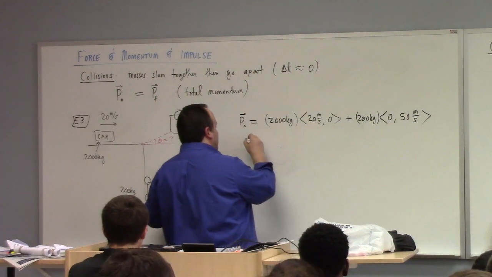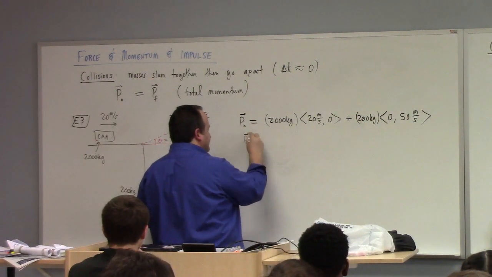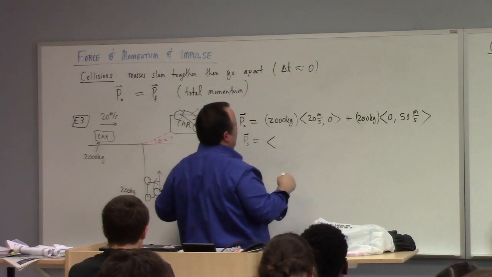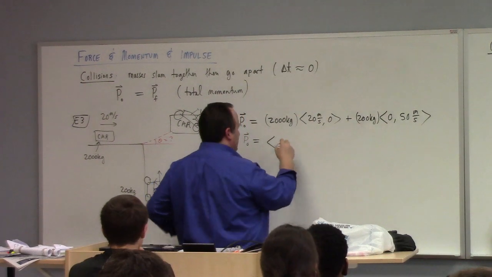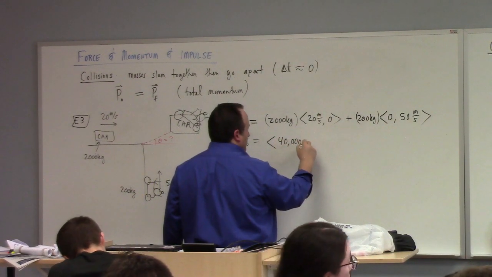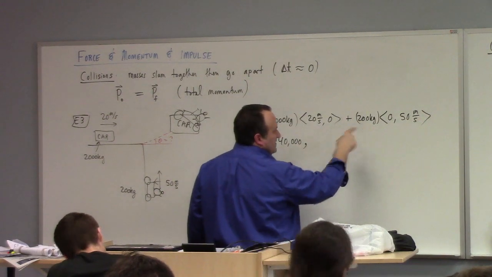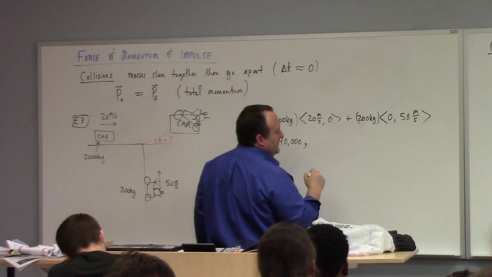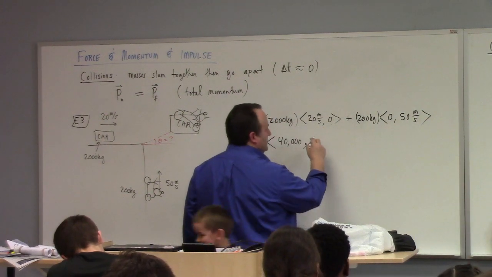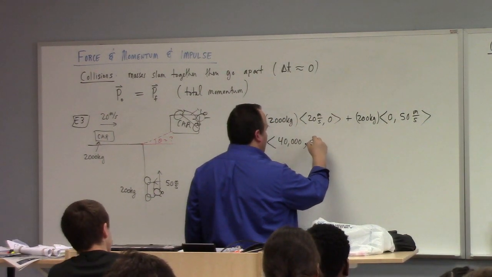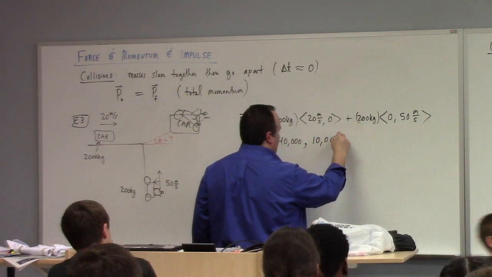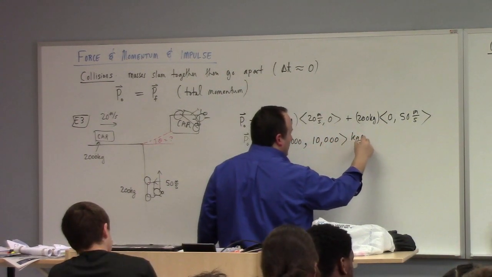And okay, so what we got? The initial momentum is apparently, what's 20 times 2,000? 40,000? So we got 40,000. And the other one, what's 200 times 50? 20,000? 10,000? We got to vote for 10,000, vote for 20,000. We're going to go with 10,000? Yep. All right. And that's in kilogram meters per second.